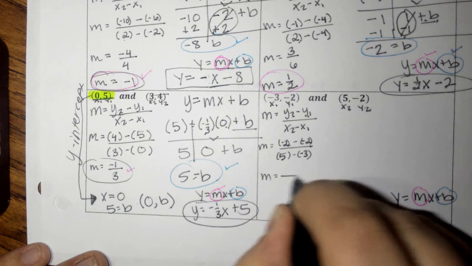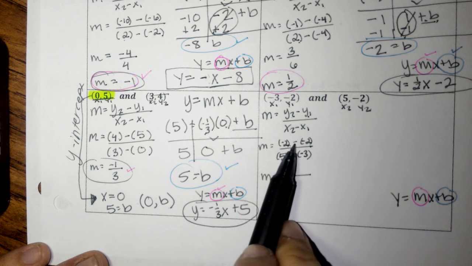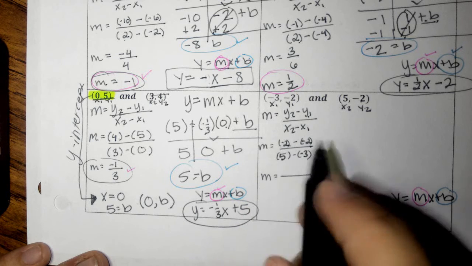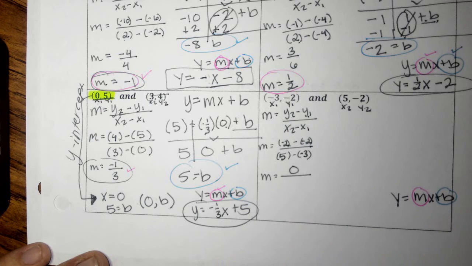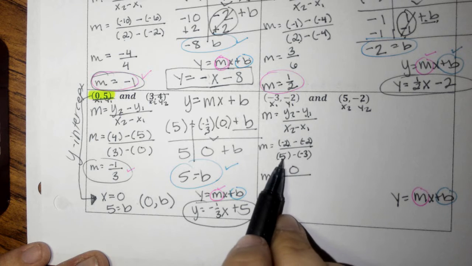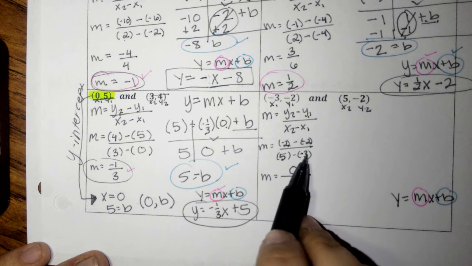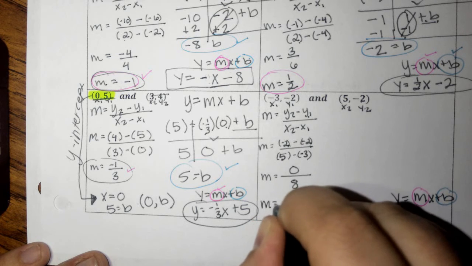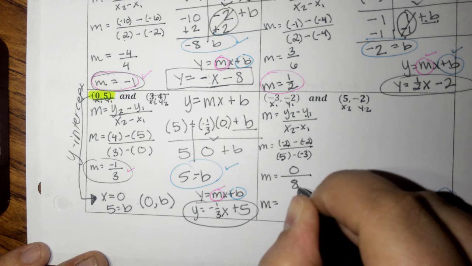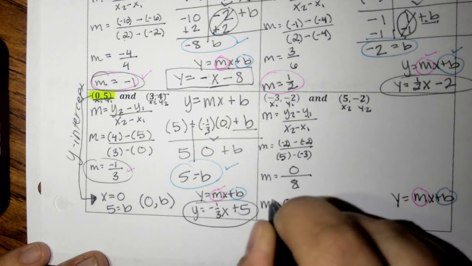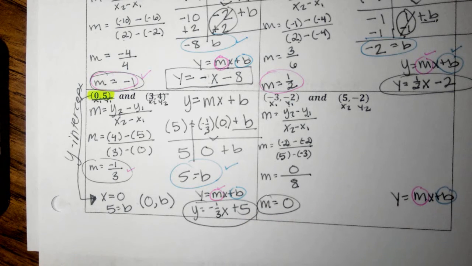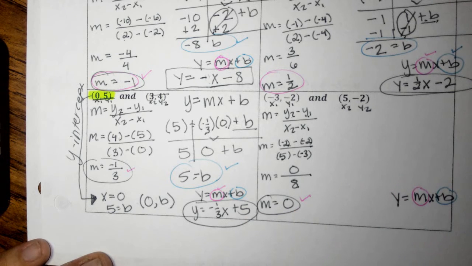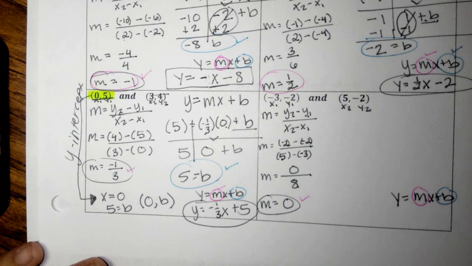Now looking at the subtraction for the numerator, you have -2 minus -2. You're taking something away from itself, that's 0. On the denominator, we have 5 minus -3. 5 minus -3 is 8. Well, 0 divided by 8 is 0. Now I know the slope. So let's find the y-intercept.